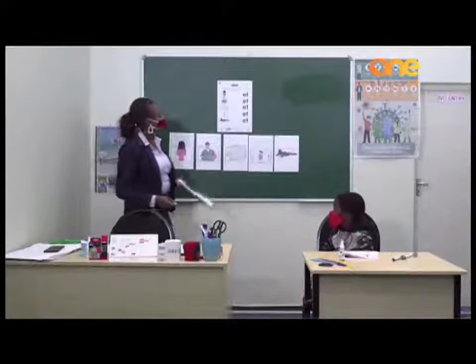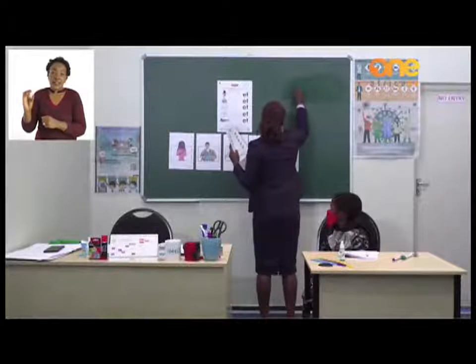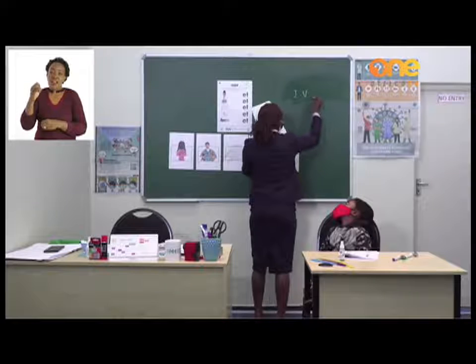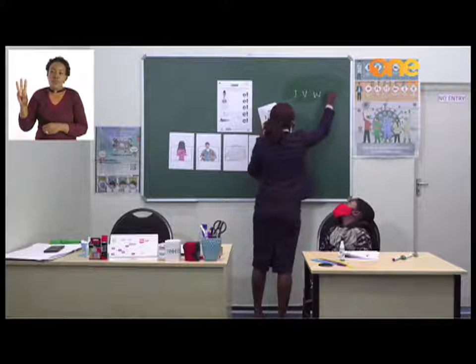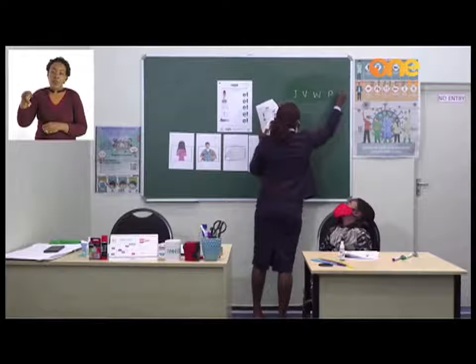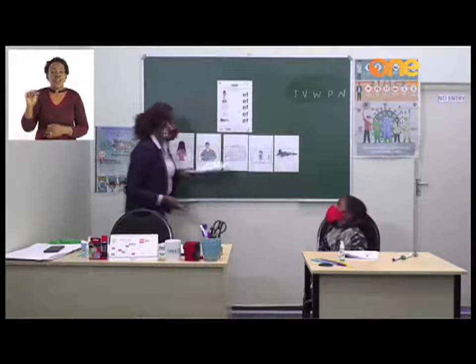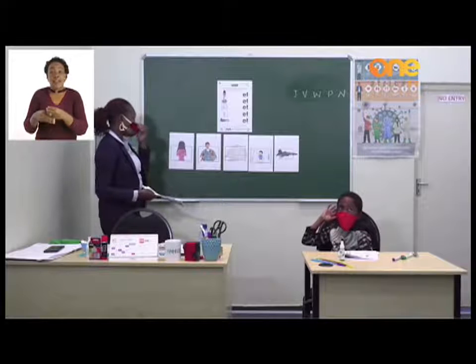Let's now turn to page 24, where we are going to form words using phonics. And I have phonic words here. This is J. I also have V. Then W. And P. This is P. Then N. Okay. So we want to replace the beginning sound to form a new word.